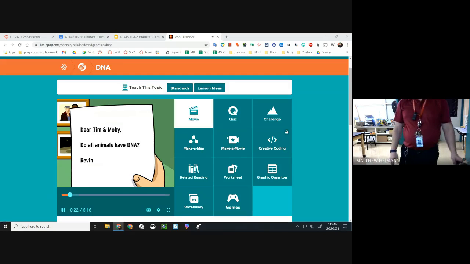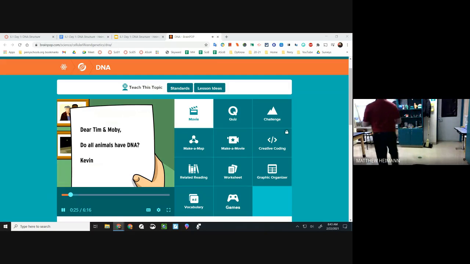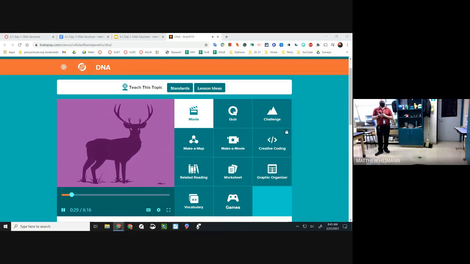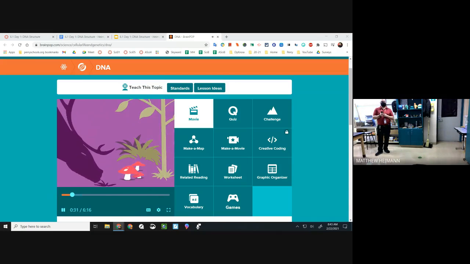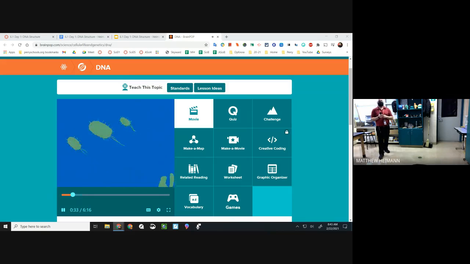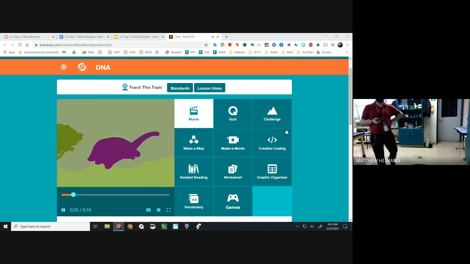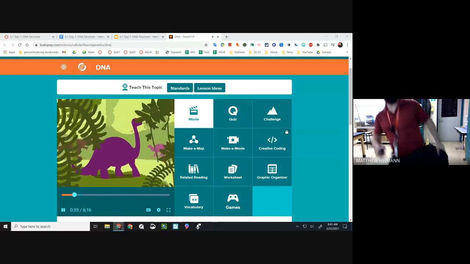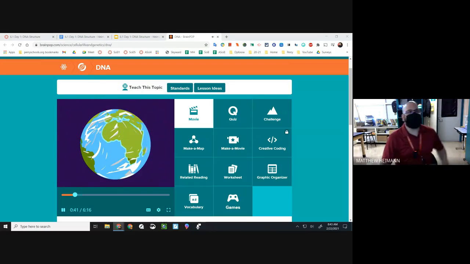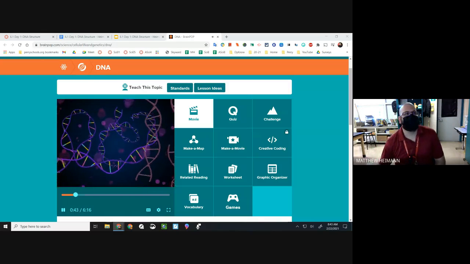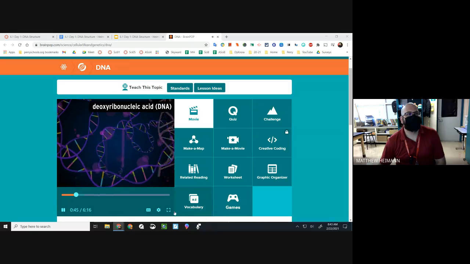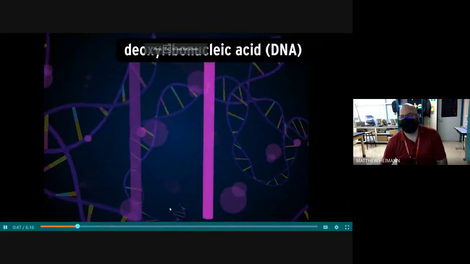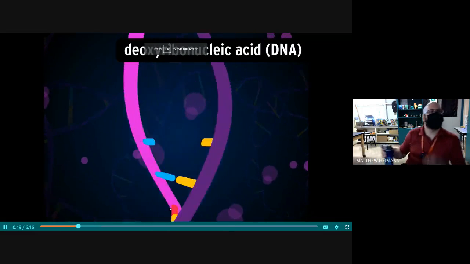Dear Tim and Moby, do all animals have DNA? From Kevin. Yes, they do, Kevin. So do all plants, fungi, algae, and bacteria. Dinosaurs and other extinct life forms had DNA too. It's the basis for all life on Earth. DNA stands for deoxyribonucleic acid. It's a complex molecule that kind of looks like a spiral staircase.